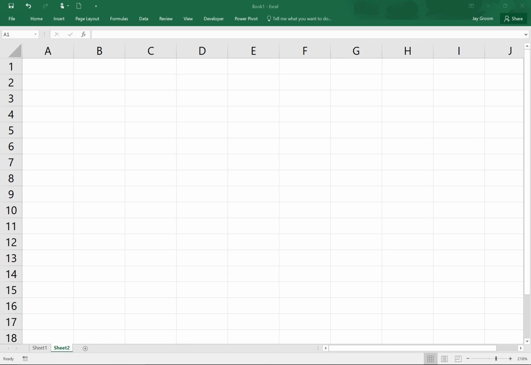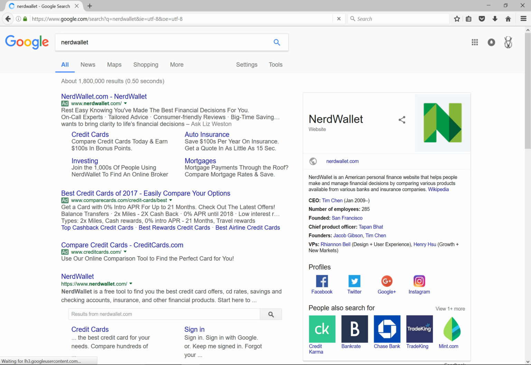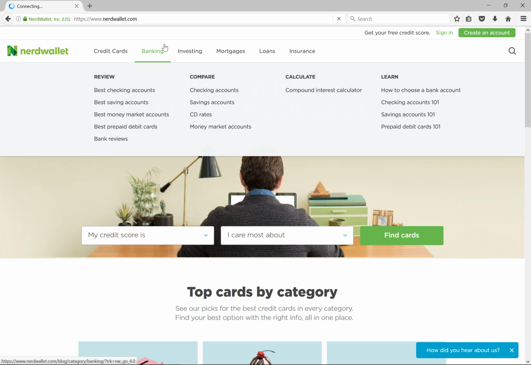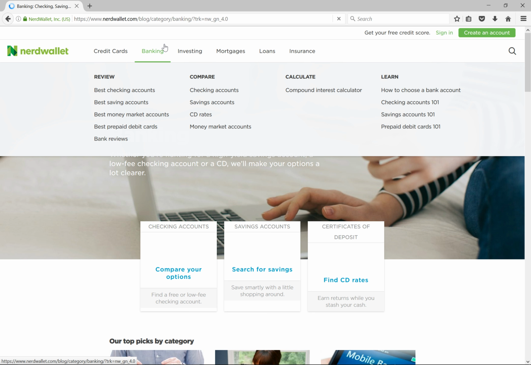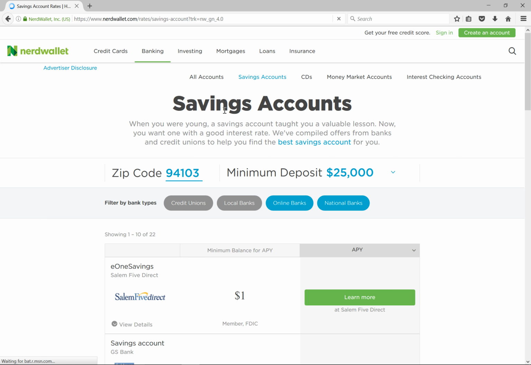A place that I like to go on the web to find some information is NerdWallet. It's probably my favorite financial site that I go to find interest rates. I just like the way it is. But you can click on it, banking right here, and then click on best savings accounts. And for the life of me, I can't find savings accounts. There it is. I need my glasses. There we go. And then type in your zip code.